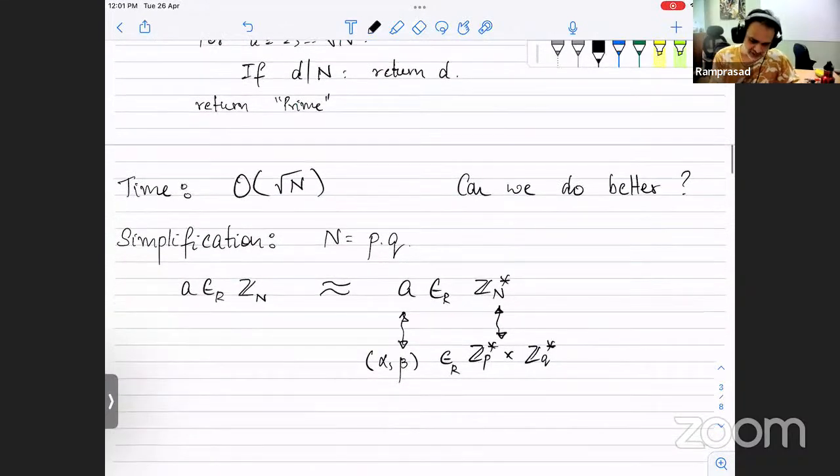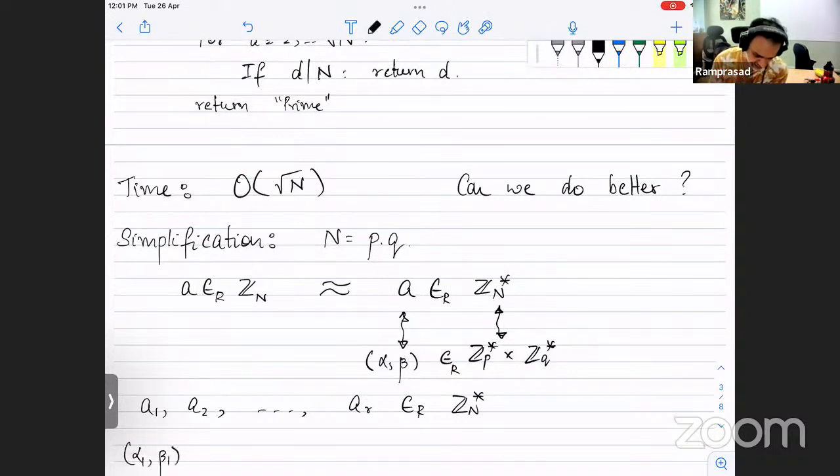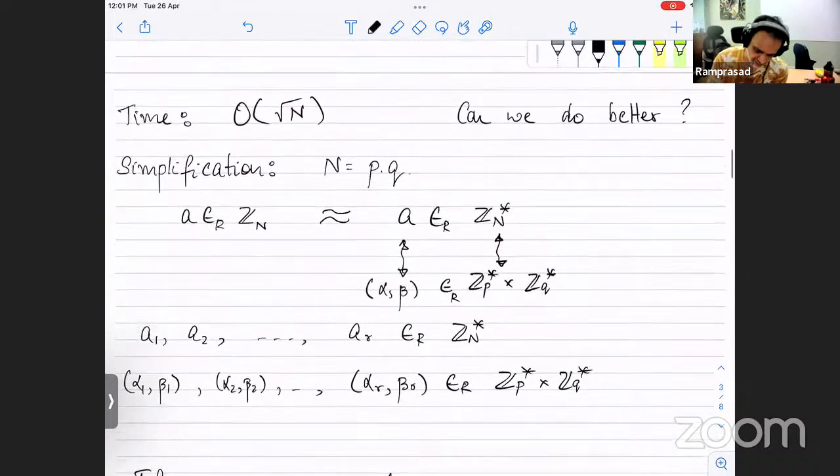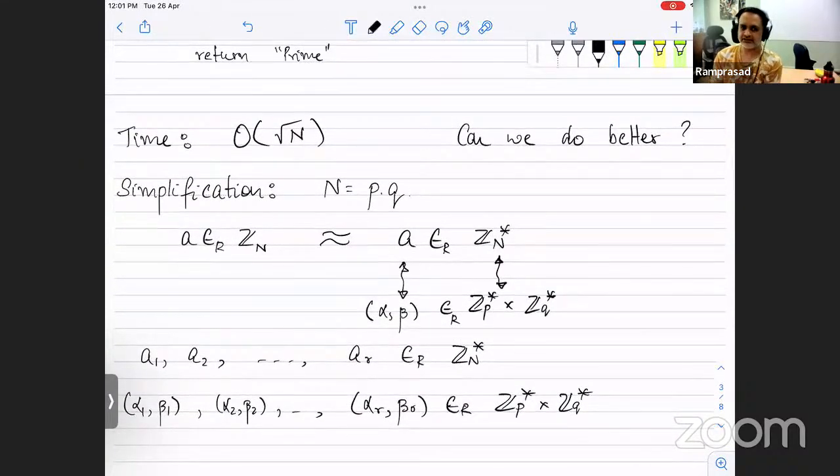Okay, so here's what we are going to try and do. I'm just going to pick a lot of samples, A1, A2, and so on, till AR. These are all independent samples from Zn star. Now A1 has some representation, let's call that alpha 1, beta 1. A2 has a representation alpha 2, beta 2, and so on, and AR has a representation alpha R, beta R. This is like Zp star cross Zq star. Is it okay so far?